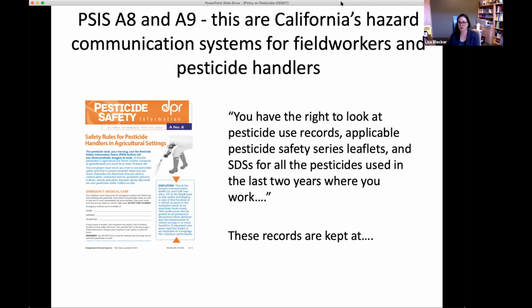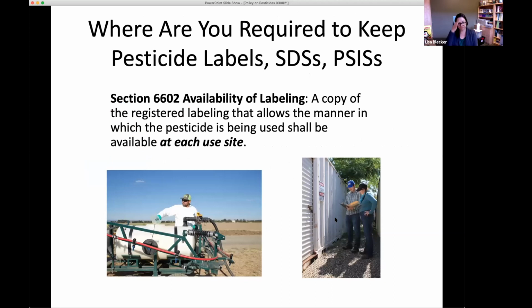And so here's where these records are kept. So you have to tell people that this pesticide safety information series tells them this. The records are kept here, and then you have to display this pesticide safety information series. Whereas a copy of the label also has to be available at each use site. So the label or whatever experimental protocol that you're using.